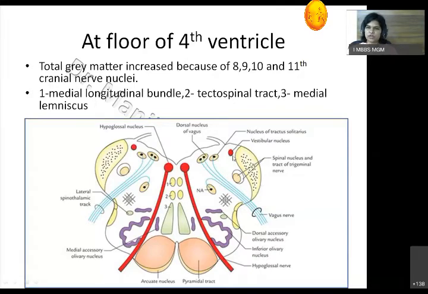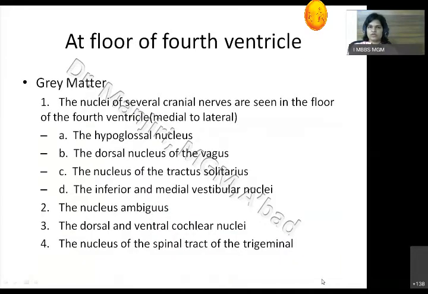Can you see this yellow structure which is showing the inferior cerebellar peduncle? Okay. So this section is called the floor of fourth ventricle. The gray matter which we are able to see is the several cranial nuclei. So there is a sequence from medial to lateral. So medial most is hypoglossal nucleus. Lateral to that will be dorsal nucleus of vagus. Both are found in the floor of fourth ventricle.